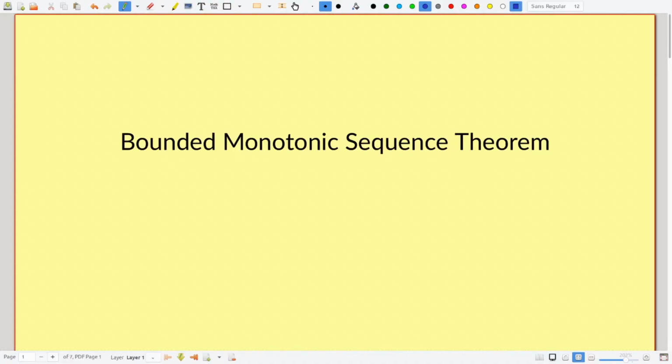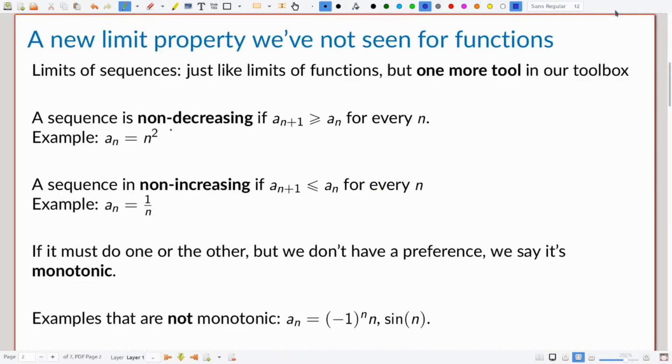In our last video, we said there would be one more method for studying limits of sequences, a new tool that we did not have for studying limits of functions. That's what we're going to look at in this video. The theorem we're going to look at here is the bounded monotonic sequence theorem. This is going to be something a little new because it's not like what we've seen before for functions. But to develop it, we need to build some vocabulary.